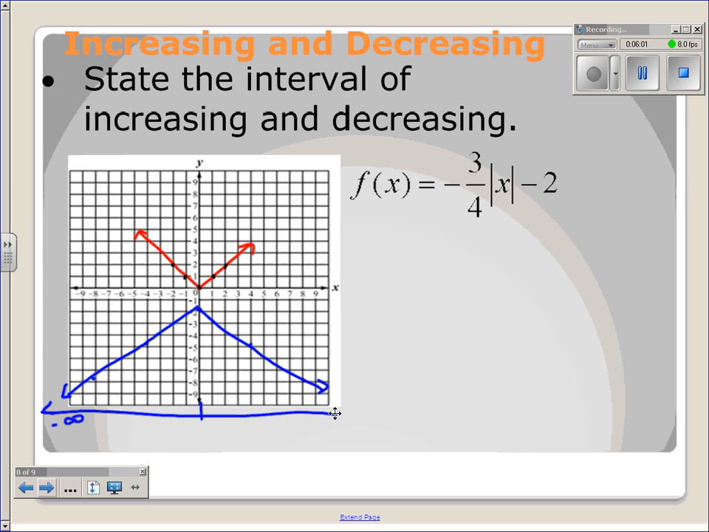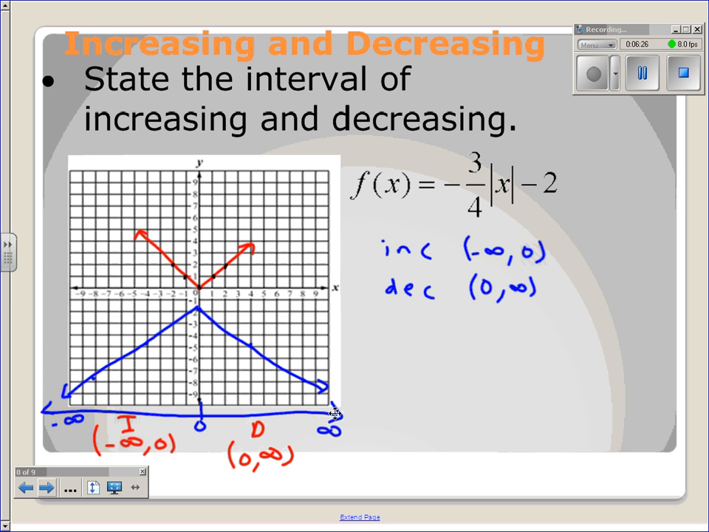Our vertex again, the x-coordinate, 0. Graph starts going up and then down. So the graph is increasing between negative infinity and 0, decreasing between 0 and infinity.